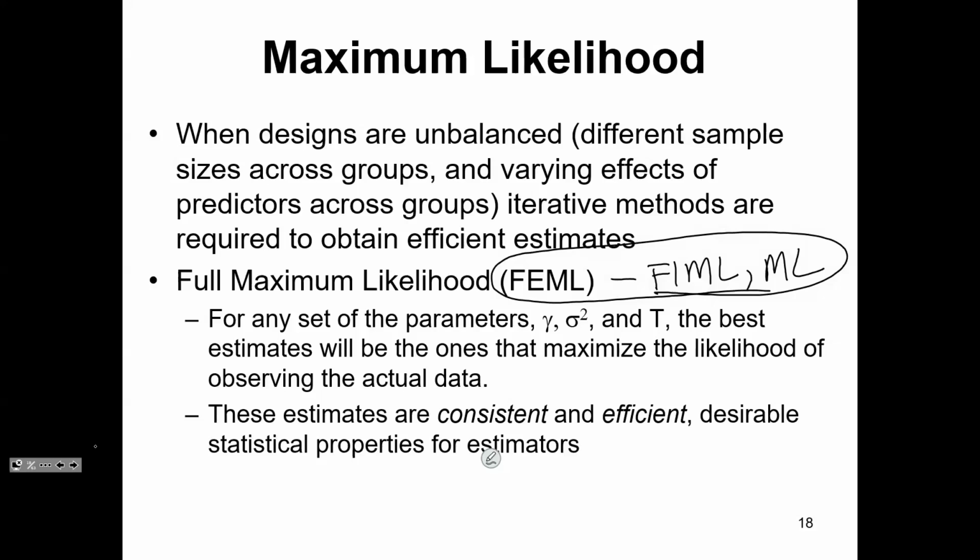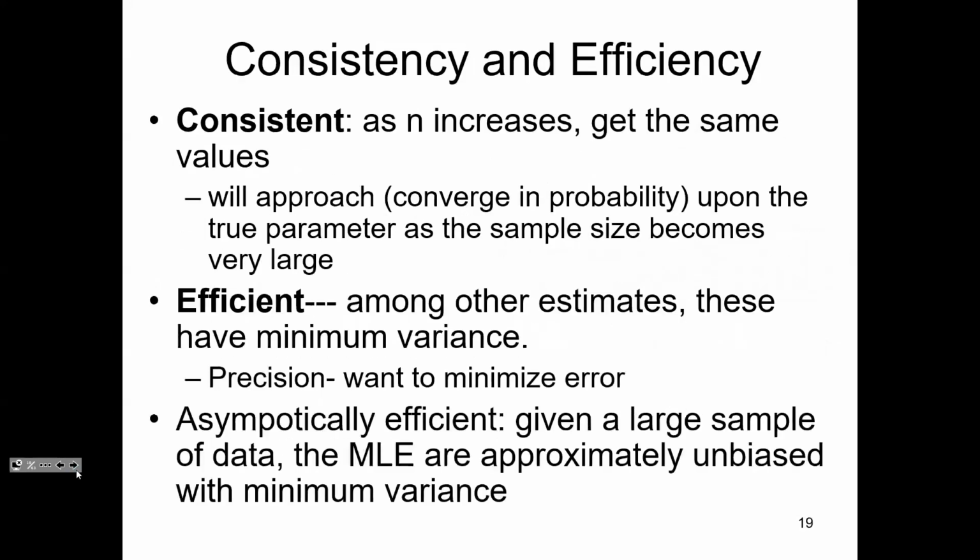And maximum likelihood estimates are both consistent and efficient. What the heck does that mean? These are terms that statisticians use. Consistent means as n increases, you're going to get the same value. So you will converge in probability on the true parameter as the sample size goes to infinity. If you had an infinite sample size, you would converge on the true parameter values. A way of thinking about this is that with an infinite sample size, our estimates are unbiased. We get the right answer.